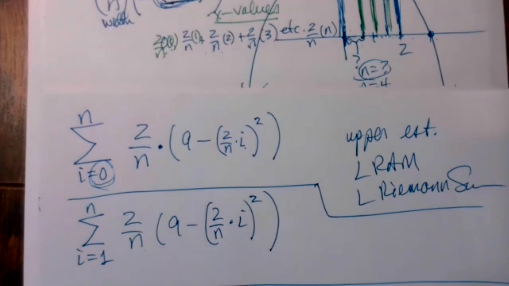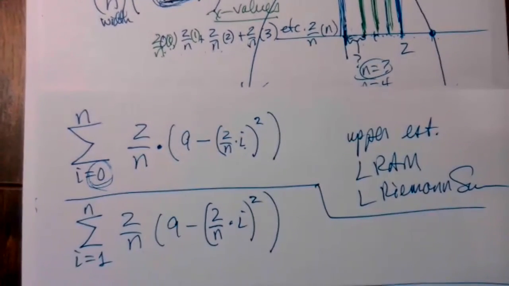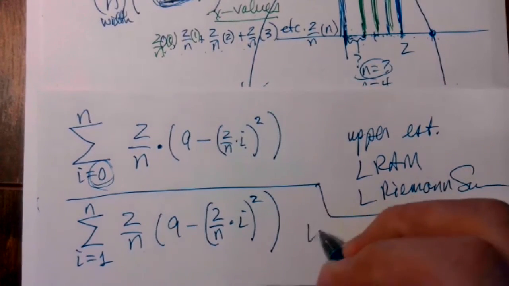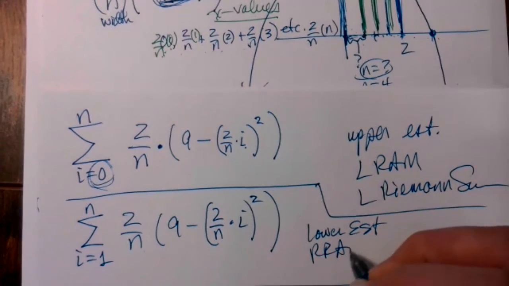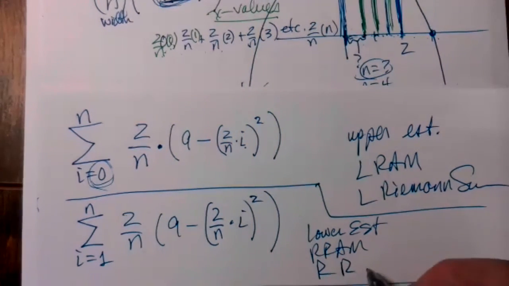All right, well, I think I need to leave it there. It feels like that was a lot. So we will talk in class about this. Remember, this is not meant to be a standalone. This is meant to get your foot in the water. So again, this was a lower estimate, RRAM, in this case, right Riemann sum.